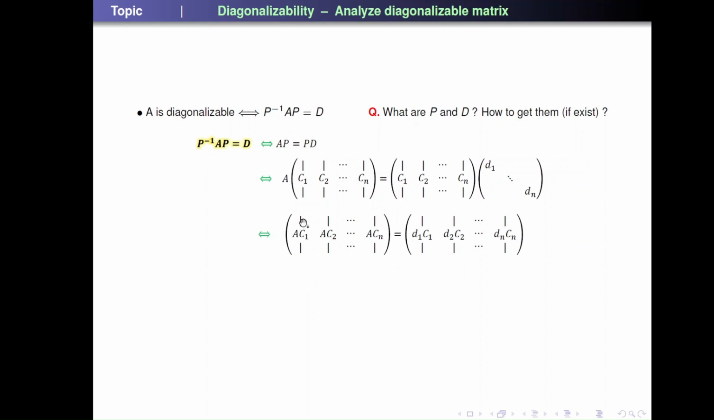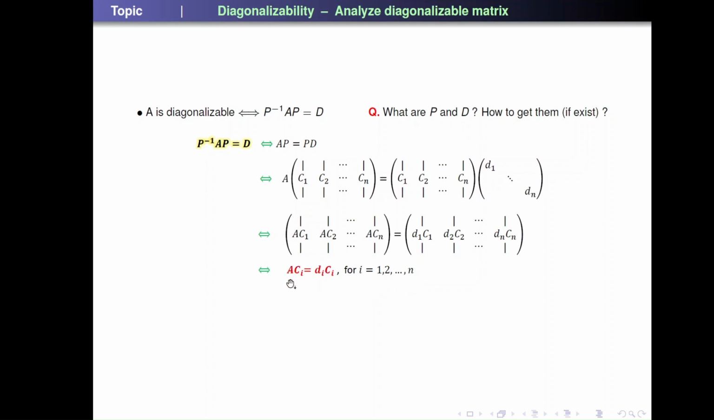On the left hand side, the first column is nothing but A times C1, the second column is A times C2, and the nth column is A times Cn. And on the right hand side, the first column is nothing but D1 times C1, and so on; the nth column is Dn times Cn. As these two matrices are the same, their corresponding columns are also the same. So if you compare each column, we get A times Ci is equal to Di times Ci, where i runs from 1 to n.